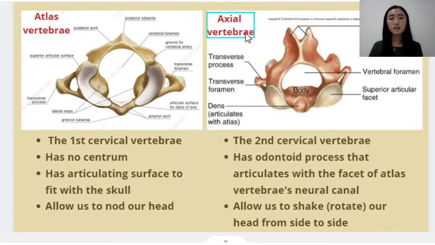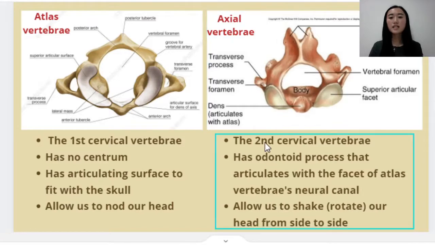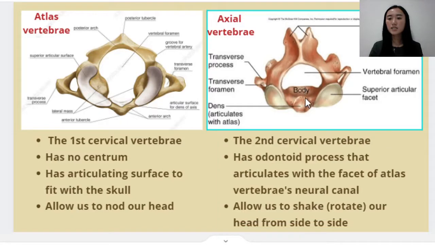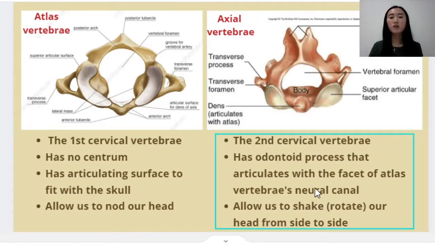The axis vertebra is the second cervical vertebra. It has an odontoid process that articulates with the facet of the atlas vertebra's neural canal. The odontoid process is located at the part of the centrum. And the main function of axis vertebra is to allow us to shake, or to rotate our head from side to side.